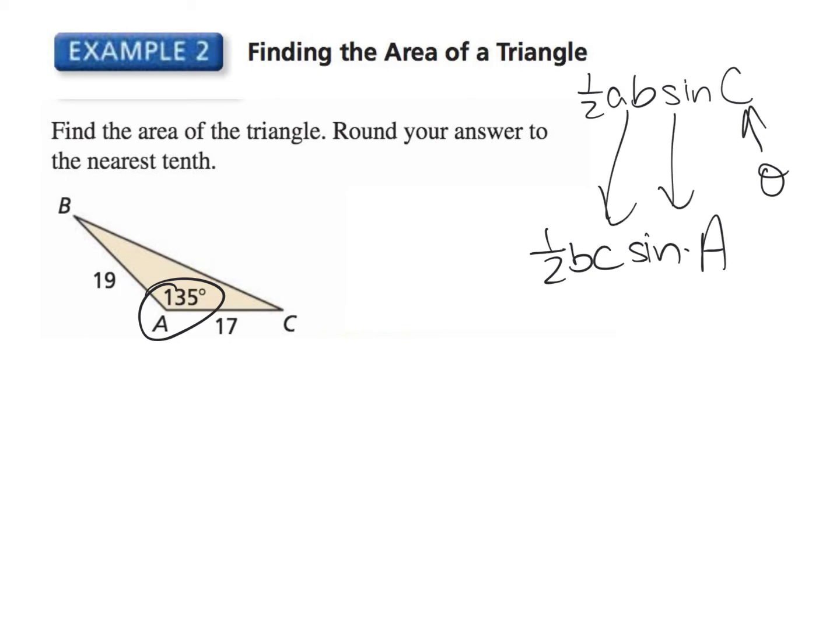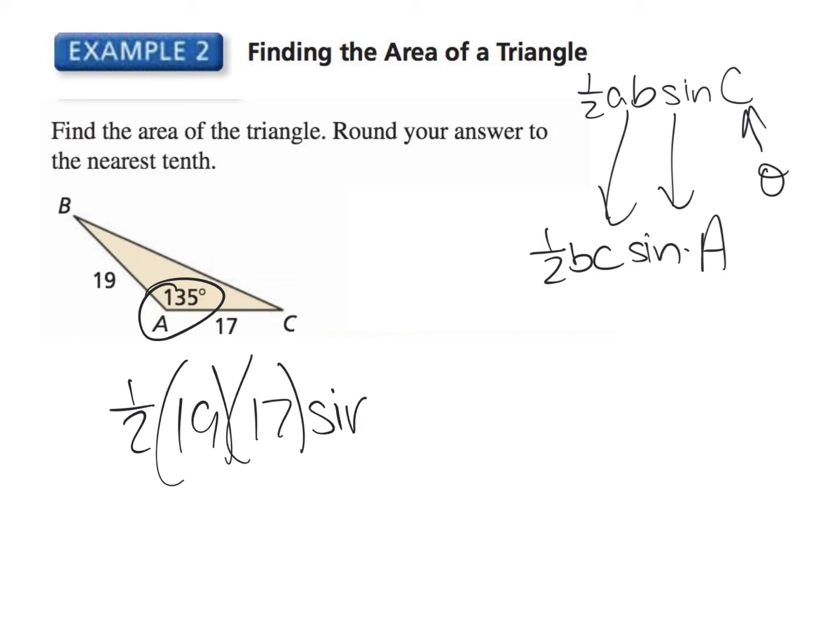These are identical just in the sense that it's the same formula, but the angles and the sides are different. Hopefully that makes sense. So literally all we have to do is 1/2, oops, not 1/12, 1/2 times 19 times 17 times sine 135 degrees. Plug it into your calculator and you get your answer.